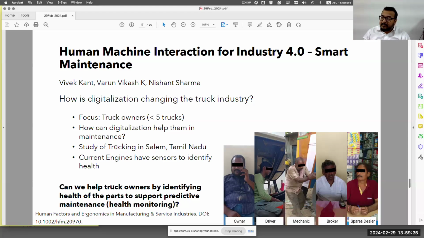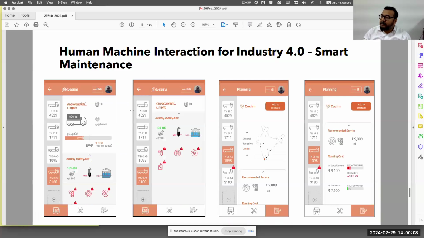And this study was done in trucking in Salem, Tamil Nadu, which is in the southern part of India. Currently, engines have a lot of sensors to identify their health, right? The big challenge is that in the future, with the coming of IoT, many parts of the truck will have sensors. They will give a lot of data, right? How can we help truck owners by identifying the health of the parts to support predictive maintenance or health monitoring of these trucks, right? So these two are in Tamil.